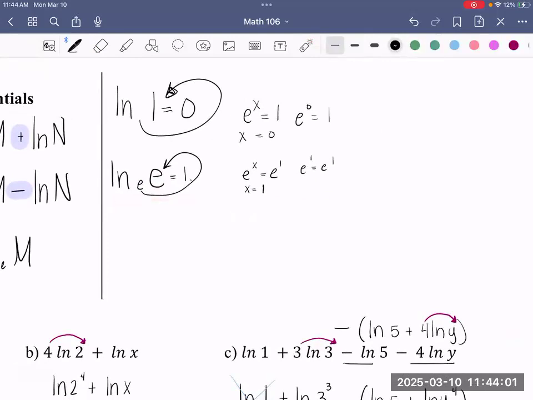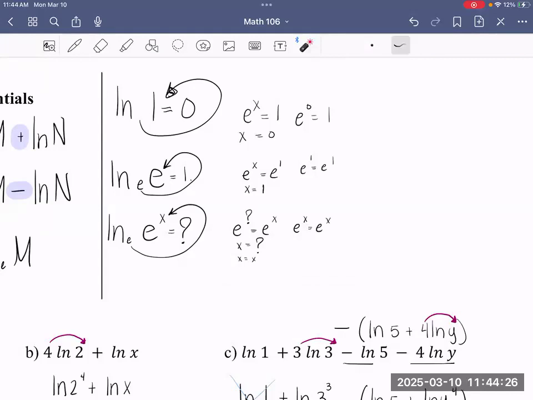So I'll write another one. We have ln of e to the x is equal to, and I'm going to say equal to what? So again, if you swoop, we have e to the something is equal to e to the x. Therefore, something is equal to x, right? e to the x is equal to e to the x. So again, they kind of undo each other. So these will cancel out and leave behind some sort of exponent. Your exponent ends up dropping, so we'll replace that with x.